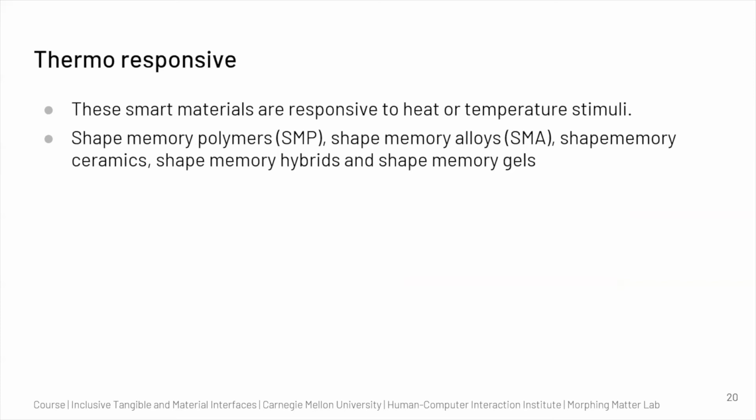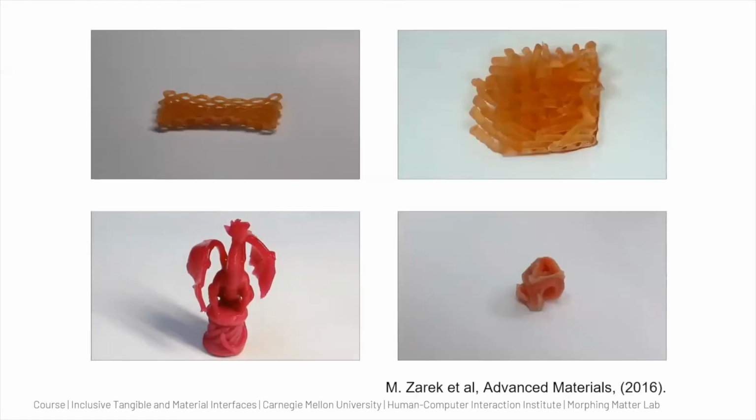The next one I will talk about is thermal responsive smart materials. These materials are responsive to heat or temperature stimuli. These materials are called shape memory materials, and there are different types of shape memory materials. You have shape memory polymers, shape memory alloys, shape memory ceramics, shape memory hybrids, and also shape memory gels. I will be covering some of them, not all.